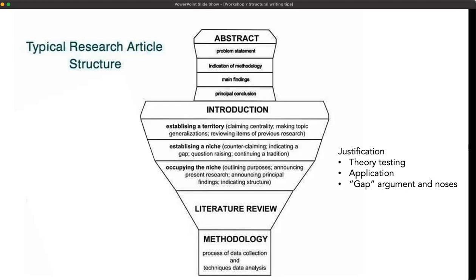But the most frequent justification by far is the student saying that there is a gap in the literature and therefore we need to address it. I like to say gaps in the literature aren't necessarily interesting. You have to say why filling that gap is valuable.